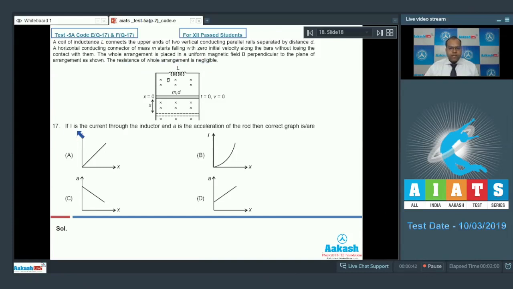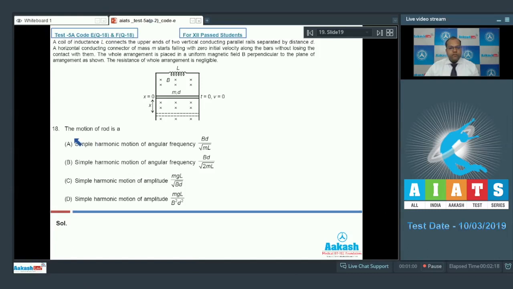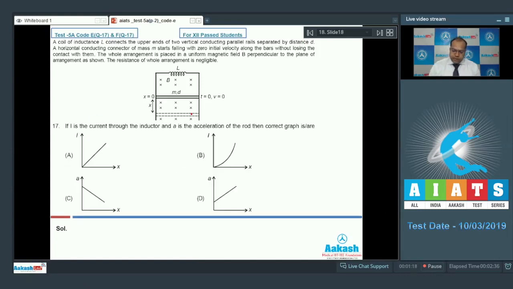So in question number 17, we have to find out if I is the current through the inductor and A is the acceleration of the rod, then the correct graph is R. And in question number 18, we have to check the validity of given options. Let at any time t, the rod is at this position and let its velocity is v in this direction and the acceleration is a.